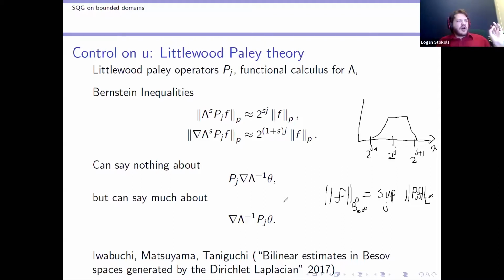I forgot to mention, all this Littlewood-Paley stuff adapted to bounded domains, the reference that I was able to find is a recent result by Iwabuchi, Matsuyama, and Taniguchi, who developed this whole calculus, defined the operators and some related concepts, and they derived the Bernstein inequalities. This is really great work. Anytime you want to do Fourier analysis on bounded domains, I can't believe it took till 2017 for someone to write this down. It's very useful. Okay, so we want to look at the Riesz transforms of the different projections of theta and say that these are bounded in L infinity independent of J.